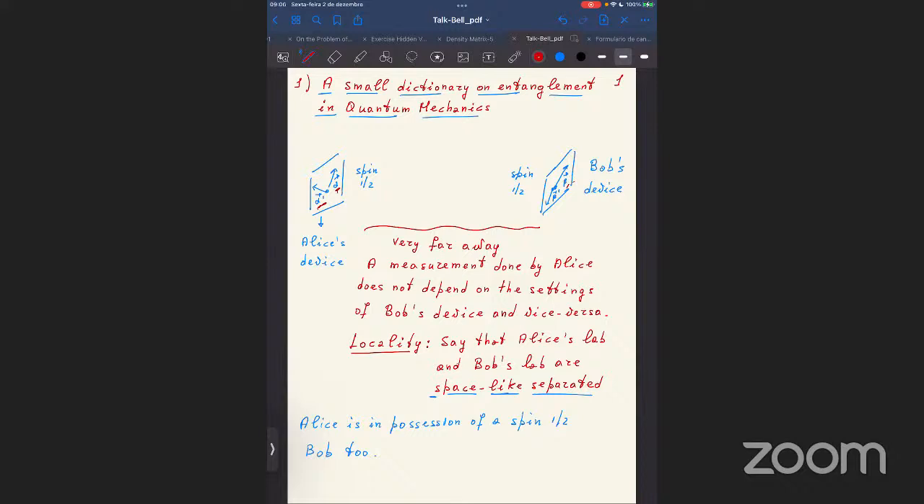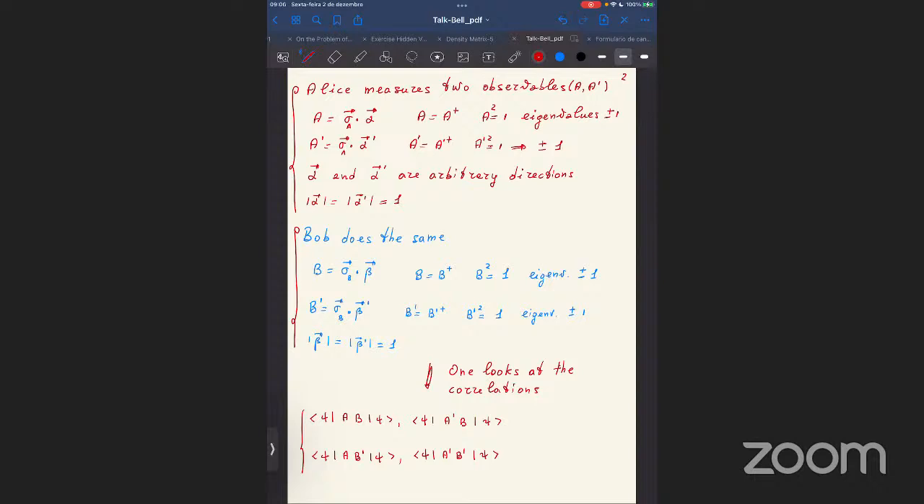So Alice is measuring two observables, A and A prime. A is the projection of the spin along the direction alpha. A is Hermitian, and the eigenvalues are plus or minus one. And A prime is the same. The only change is the direction. And alpha and alpha prime are arbitrary directions, and they are unit vectors.